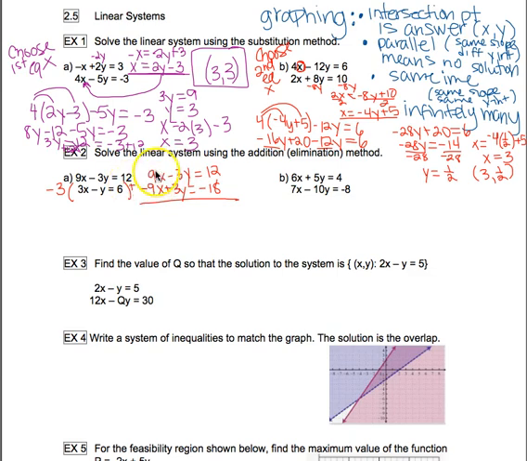Once you have opposites, you can add. Now when I add them, 9x plus -9x is 0, it's nothing. -3y plus 3y, also 0. 12 plus -18 is -6.